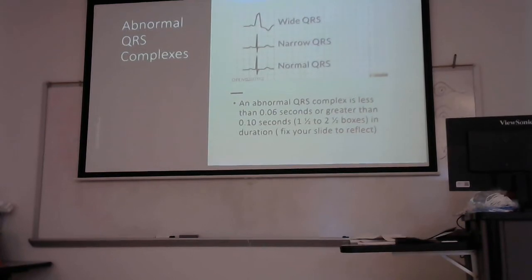So things that would make it wider, I should say, if the impulse originates in the bundle branch system, then it makes the QRS complex wider than what it should be.